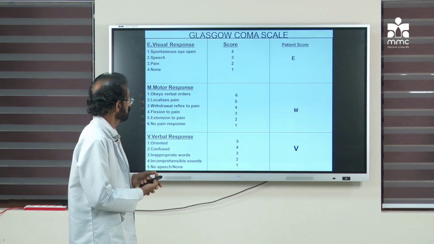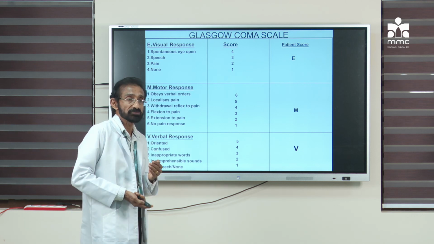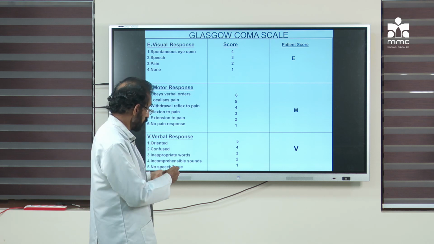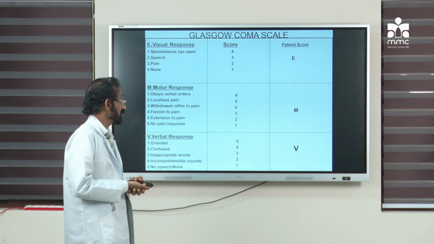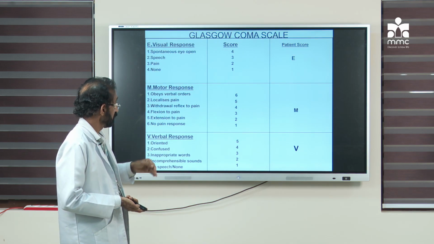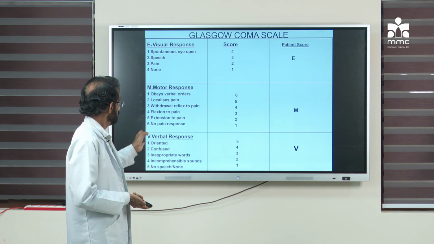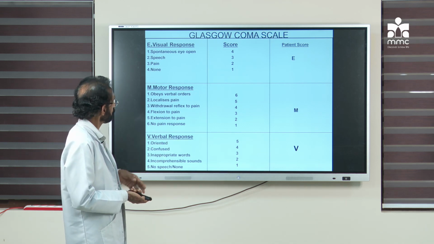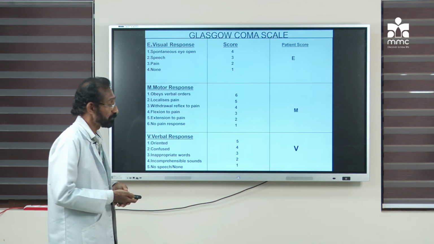And for concluding, this is how you look at the Glasgow Coma Scale whenever a patient comes to you with an altered sensorium. This is the way you assess the Glasgow Coma Scale by scoring E, M, and V. E is up to 4, M is up to 6, and V is up to 5. E stands for eye response, M stands for motor response, and V stands for verbal response.